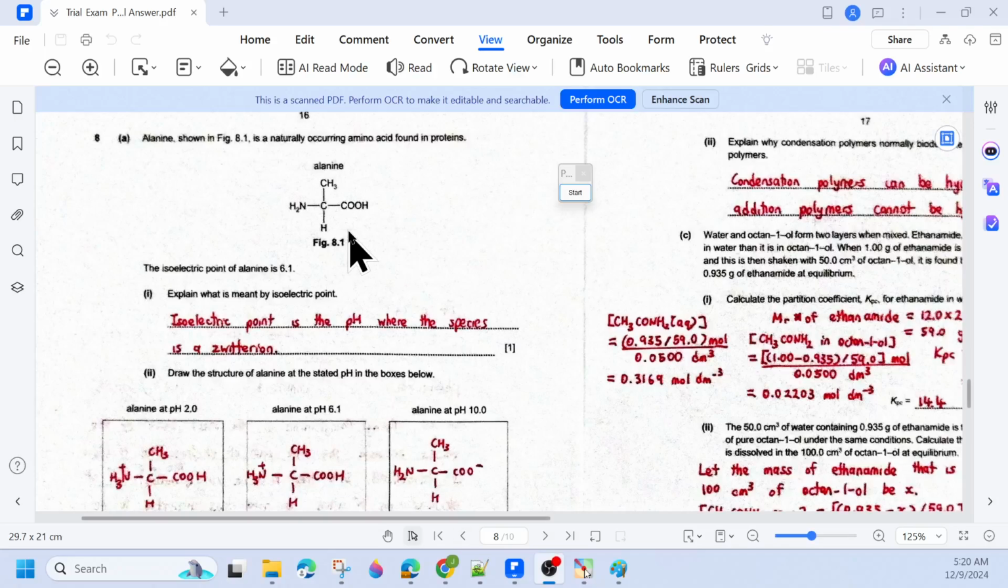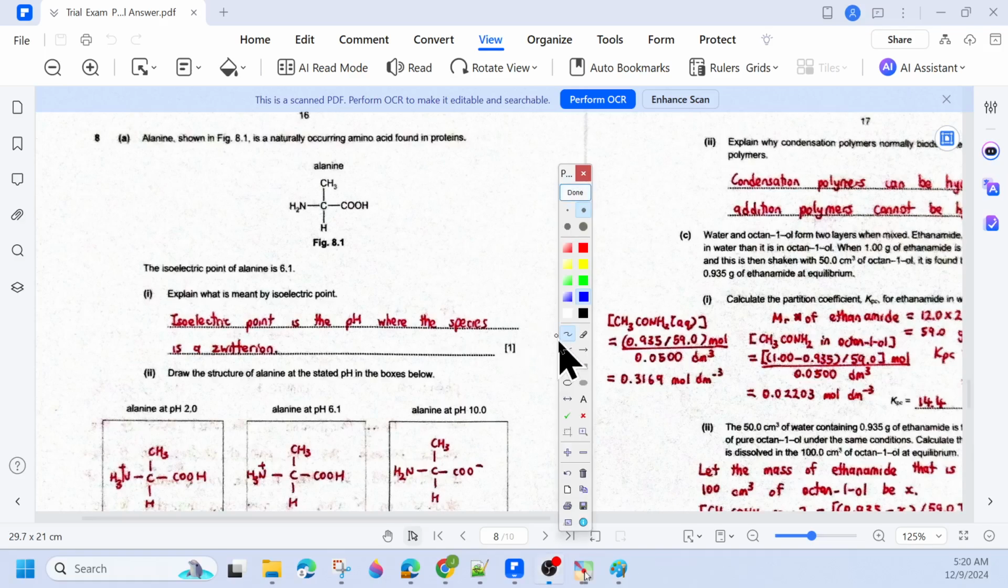Okay, now let us move on to question 8. For question 8, first let us define what is isoelectric point. For isoelectric point, it must have the first keyword pH. Yes, isoelectric point is the pH where the species is another keyword, zwitterion.